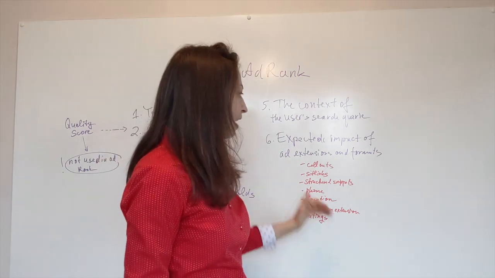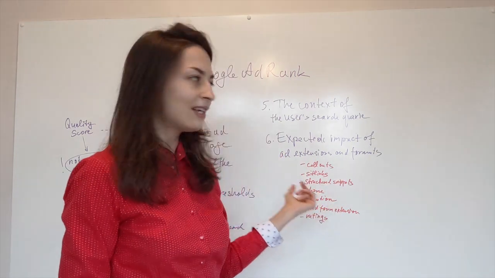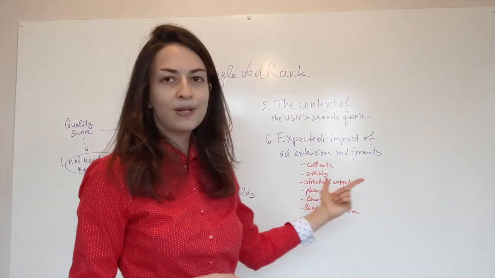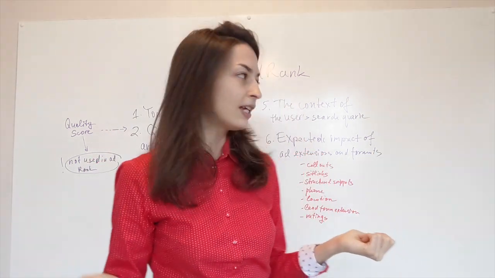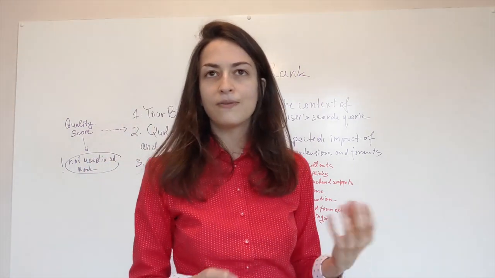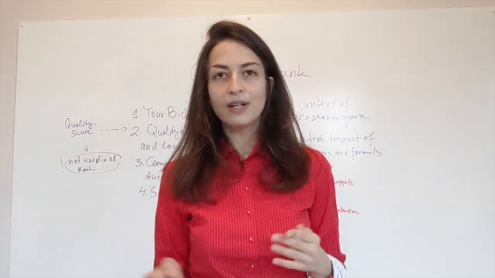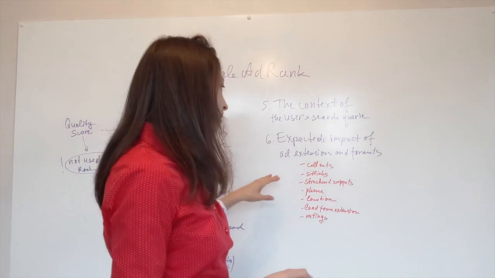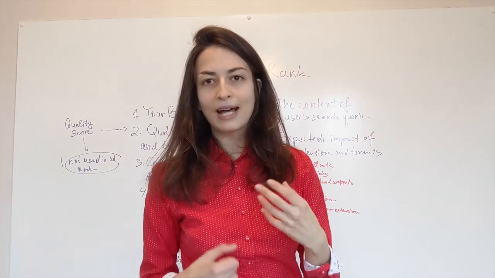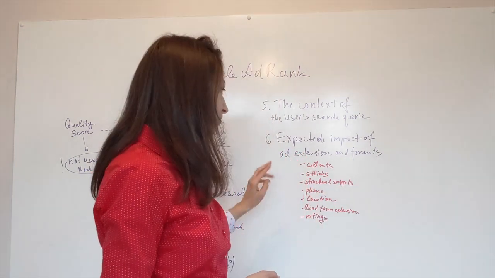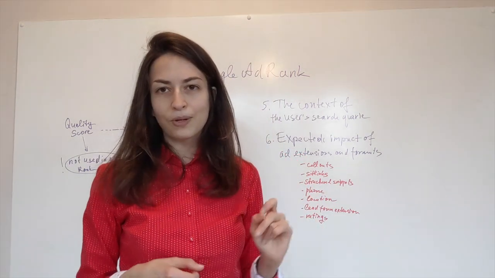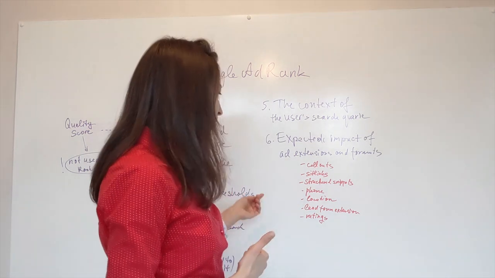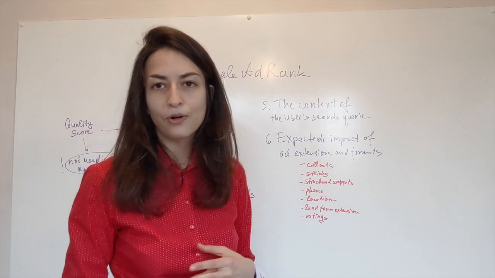So the extensions are callouts, site links, so links to different parts of your website. Then you have structured snippets. These are different products that you're offering. You have callouts, so different things like free delivery or working 24/7, something like this, which can be included to add more information to the ad. You can also add your location. So if you have a Google My Business account, you can add your location there. You can have your phone number if you are taking phone calls as a business.